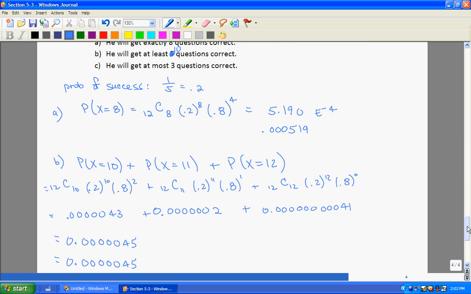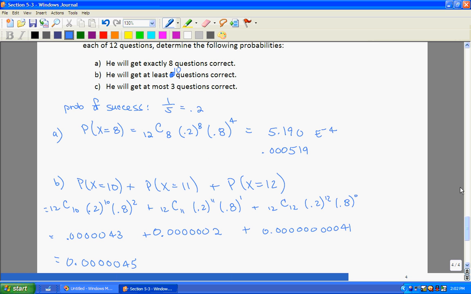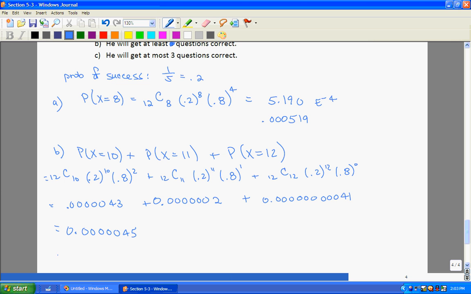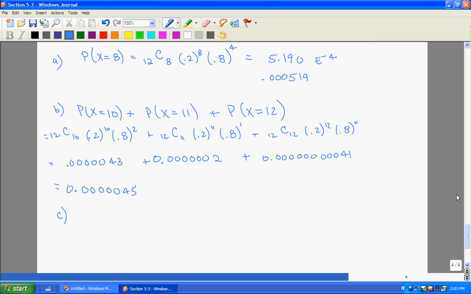But the point I wanted to illustrate here is for at least, we're taking the number 10, but also saying he could have gotten 11 correct or 12 correct, and we're going to sum up all those probabilities, but I had to find a binomial probability for each one separately and then add them up. In like fashion for C, the probability that he will get at most 3 questions correct, well, 3 is the most he can get correct, so we're saying, well, he could also only get 2 right, or he could only get 1 right, or he could even get none of them right. So we're going to add up all of those individual probabilities.